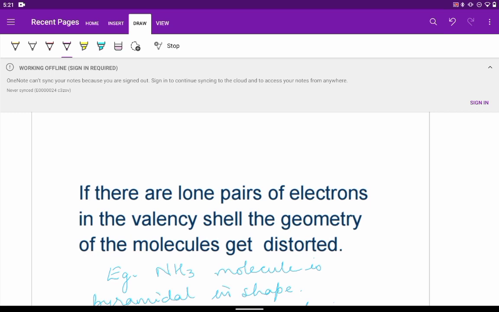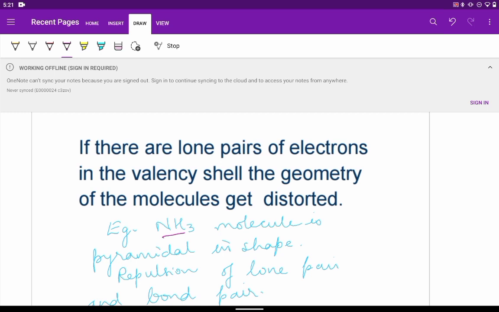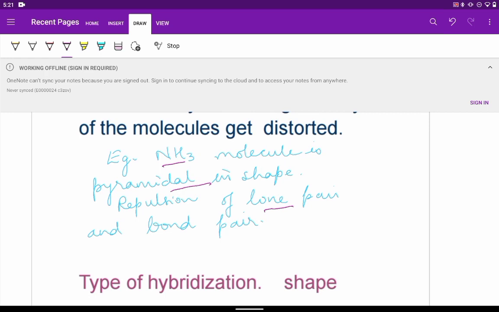But in the case of ammonia, there will be a lone pair of electrons on the nitrogen atom. So the geometry will be distorted. The ammonia molecule is pyramidal in shape because there is repulsion between the lone pair and the bond pairs. The bond pairs are between nitrogen and hydrogen in ammonia. Because of this repulsion, the shape is distorted to a pyramidal shape.